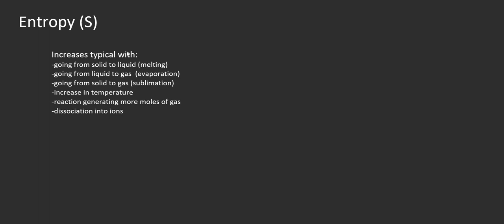And of course, dissociation into ions. So you can look at this like dissolving a solid, or like splitting apart an acid or a base. So think, for example, hydrochloric acid, HCl. When you dissociate the HCl into H+ and Cl-, you're increasing the entropy of the system. So those are some general things to look for.